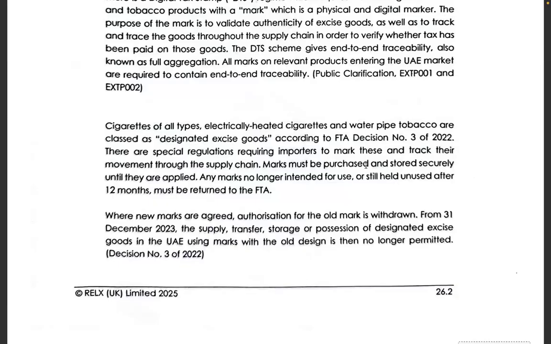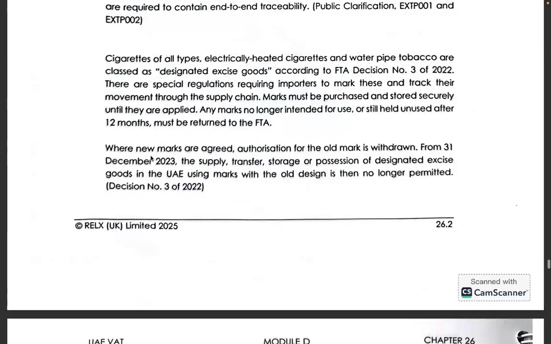Marks must be purchased and stored securely until they are applied. So any marks no longer intended for use or still held unused after 12 months must be returned back to FTA. Where new marks are agreed, authorization for the old mark is withdrawn.